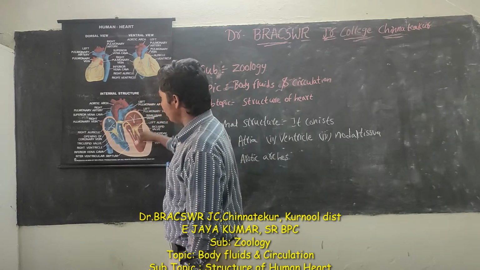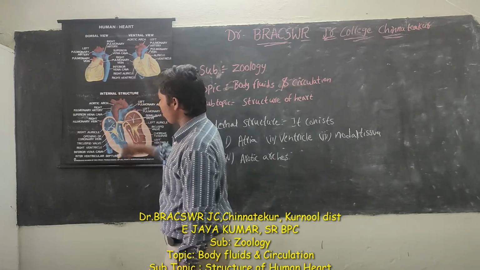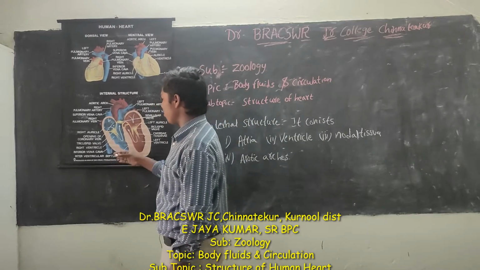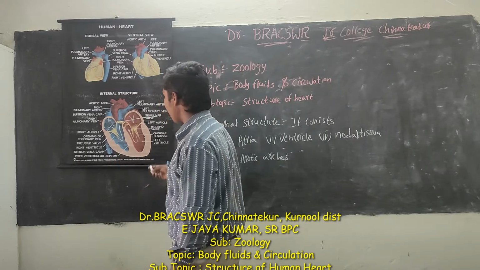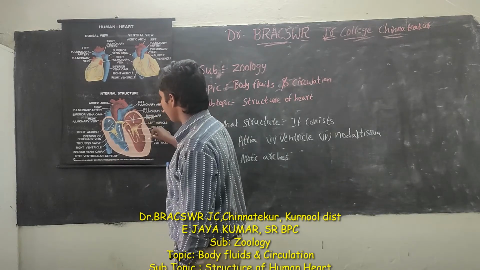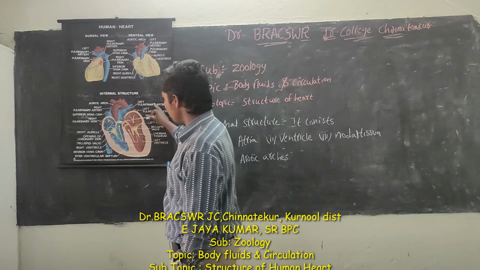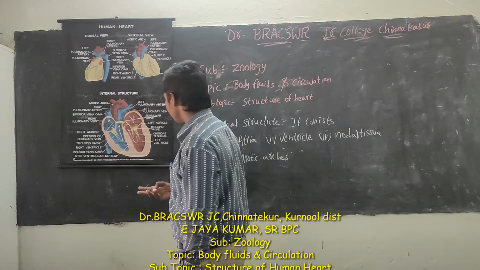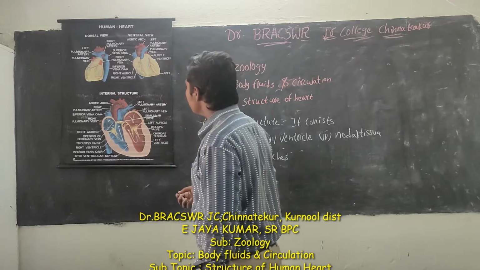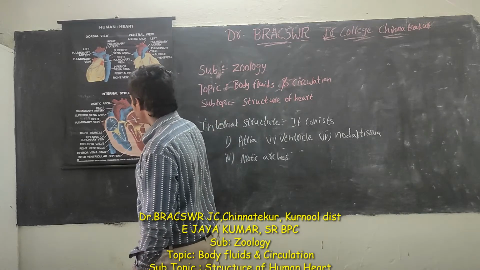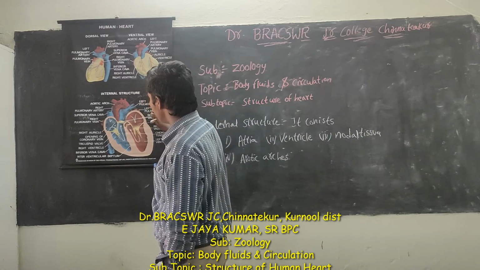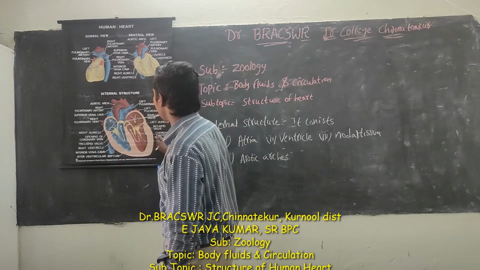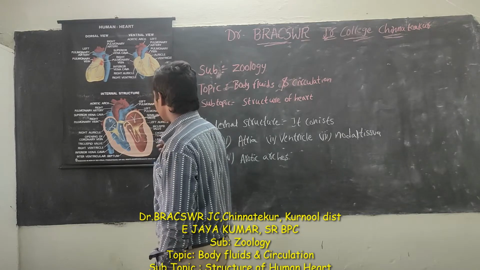The superior vena cava receives deoxygenated blood from the upper parts of the body, and the inferior vena cava receives deoxygenated blood from the lower parts of the body. The left pulmonary artery sends blood to the lungs, and the left pulmonary vein sends blood to other parts of our body. And there are two systemic arteries: the first one is the pulmonary artery and the second one is the systemic arch.